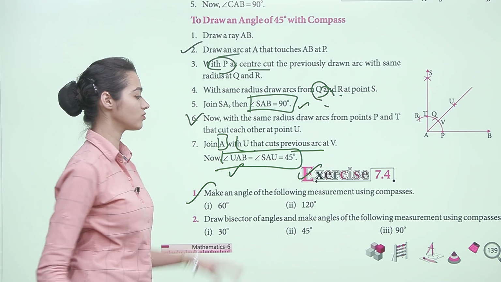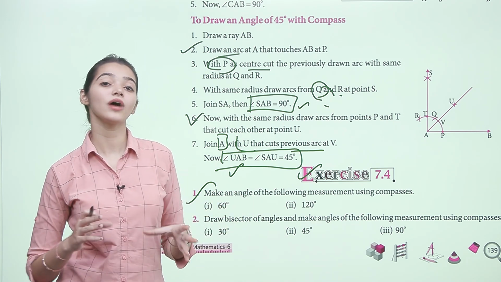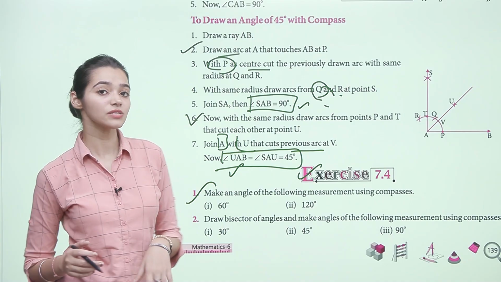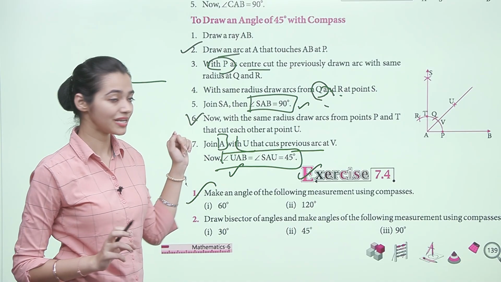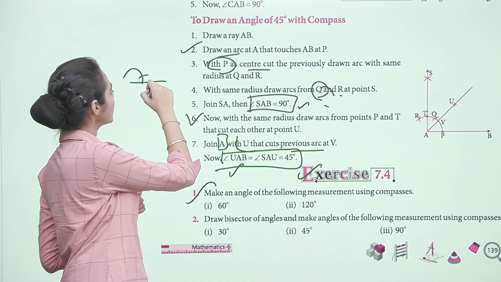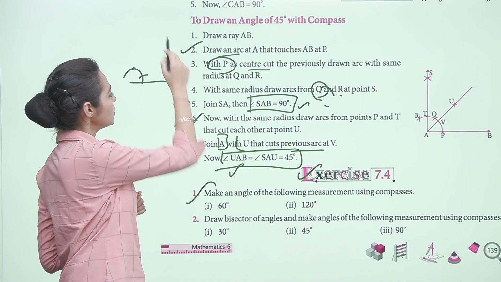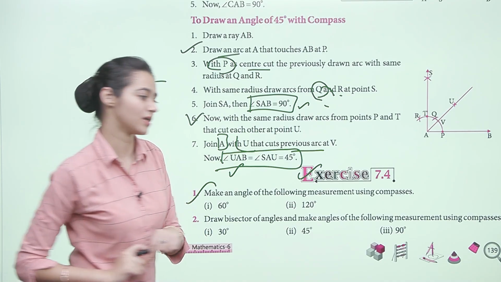In the first part, you have to make an angle of the following measurement using a compass. What you have to do is draw a 60 degree angle. Firstly, you will draw a line segment. After that, you will draw a semicircle, and then you will draw an arc, then again an arc, and then you will meet it, and this is our 60 degree angle. That's how you can complete the remaining part.